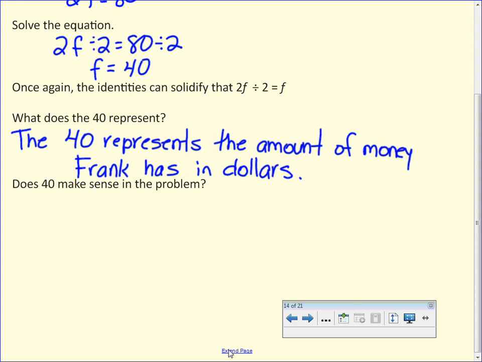So I know that F equals the amount of money Frank has. So if F equals 40, 40 also represents the amount of money Frank has in dollars. So does the 40 make sense? Let's go back and plug it into our tape diagrams and plug it into our equation and see that it makes sense. So yes, it makes sense.